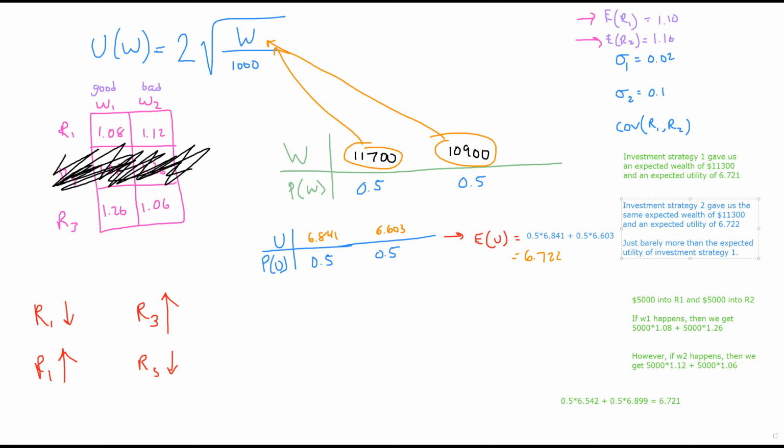F. You should have found that a decision maker's expected utility was higher when their portfolio was split between R1 and R3 than when it was split between R1 and R2, even though the expected wealth was equal. Explain what it is about correlation and diversification that makes this true. Thankfully, we don't have to do too much math here.